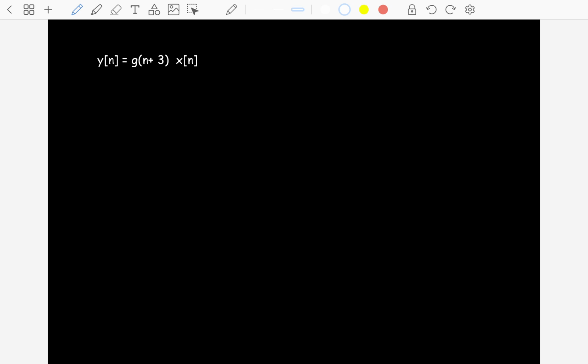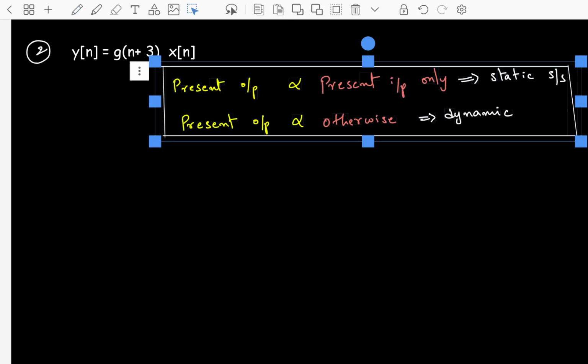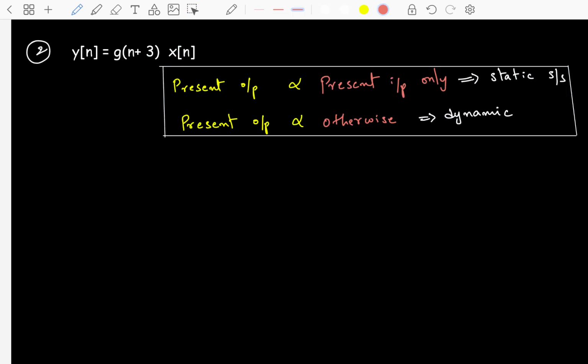Next, example 2. y of n is equal to g of n plus 3 into x of n. Now we will check for different values of n. Take n is equal to 0, then g of 0 plus 3 into x of 0. The output at n is equal to 0 and the input is also at n is equal to 0. So the present output depends on the present input only.